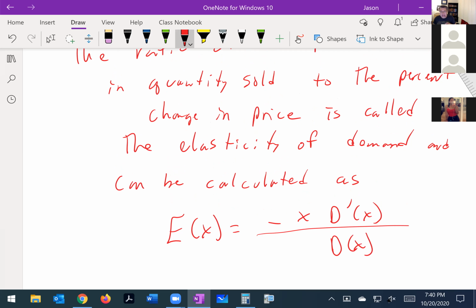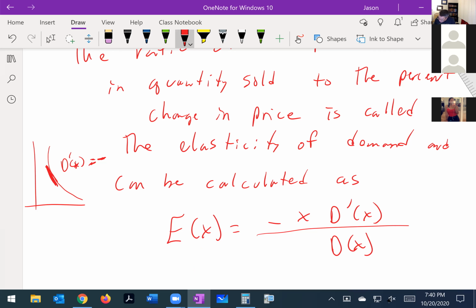And the reason we take a negative here is because the rate of change is always negative for a demand curve. If you're going downhill, d prime of x here is always a negative number. So in order to make the elasticity a positive number, we multiply it by a negative. Does that make sense? You're always going to be going downhill, and so if you take the derivative of this, it's always going to be a negative slope.